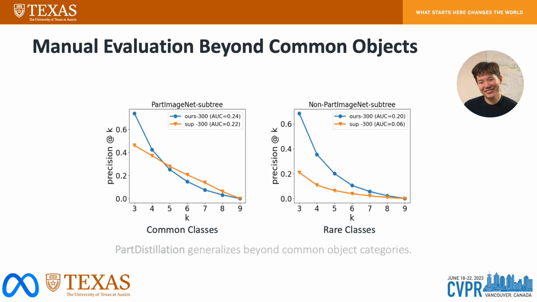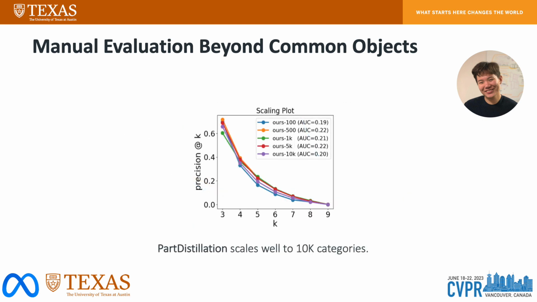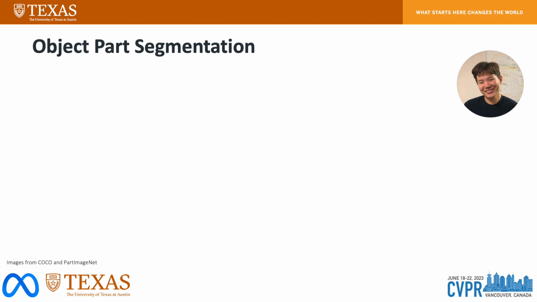Beyond common objects of existing dataset, we conduct manual evaluation for diverse object categories. Here we show that PartDistillation generalizes well to rare objects and it scales nicely to 10K object classes. Now let's dive deeper into the details of our work.